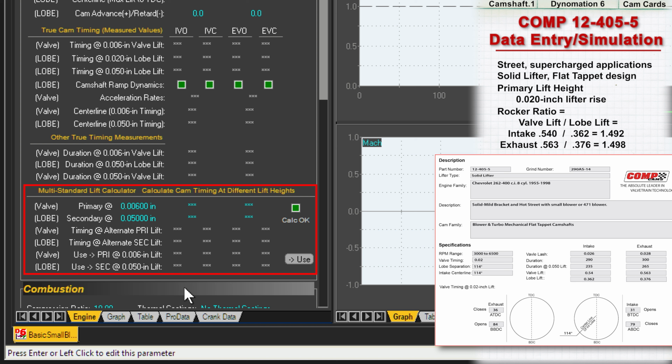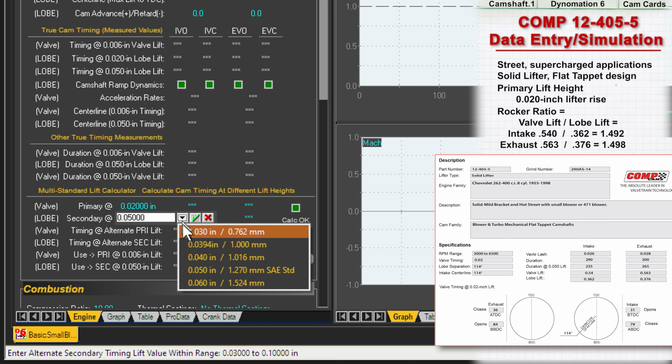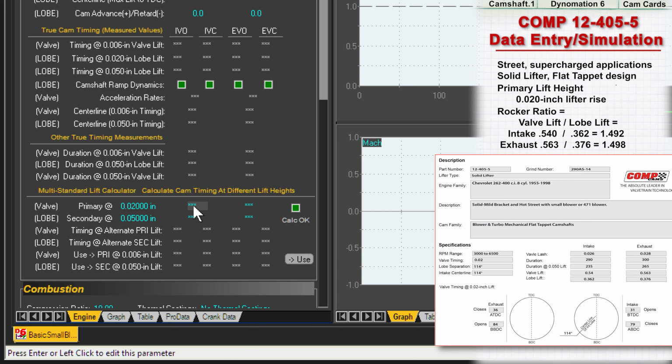It can convert one timing standard to another. Using the calculator is simple. Just enter the lift heights, the durations, and the conversion will be performed. Start by selecting 20 thousandth inch for the primary lift height and 50 thousandth inch for the secondary height. Then enter the duration values of 290 and 300 for 20 thousandth inch lift and 255 and 265 for 50 thousandth inch lift.